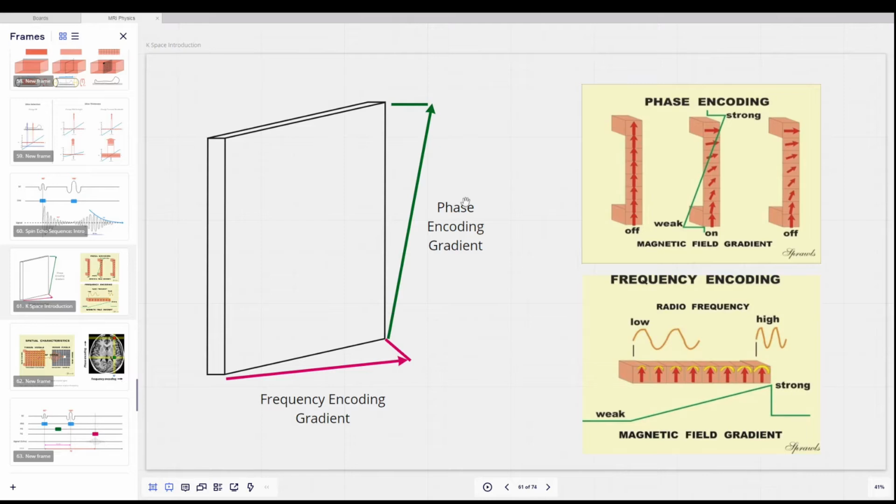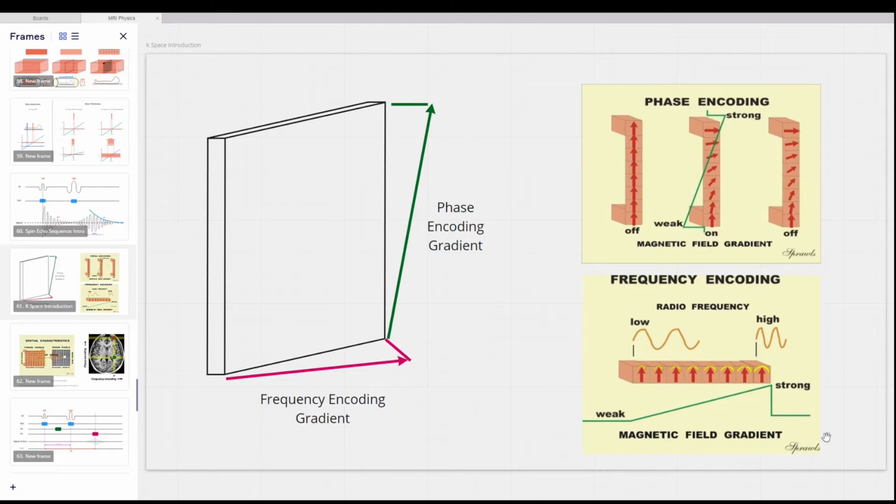And remember that all of this can be changed any which way depending on if you're doing axial, coronal, sagittal slices, whatever you want to do. But this is just the convention of how it's shown. Usually frequency encoding is shown along the bottom, phase encoding is shown along the side. Doesn't really matter. But it's going to work in a similar way to our slice select gradient in that you're creating a change from one side of the slice to the other.